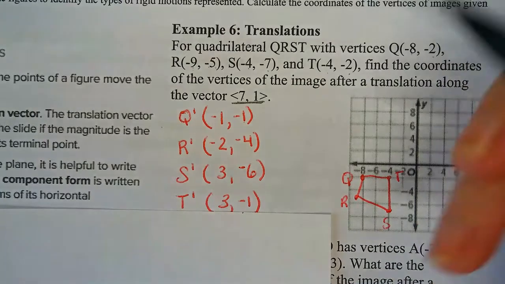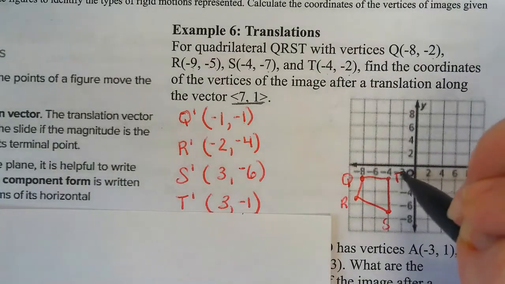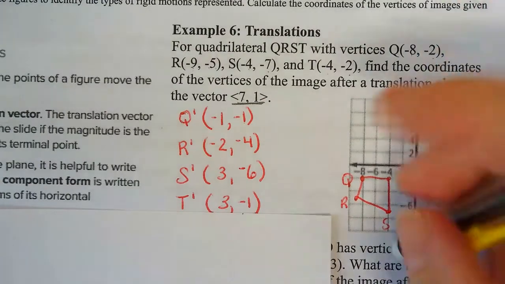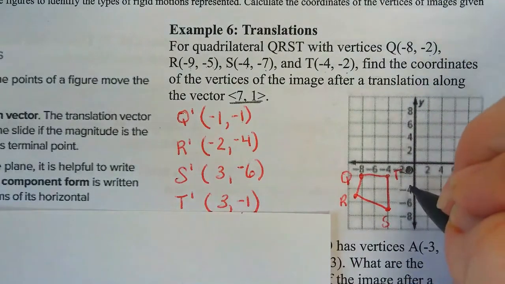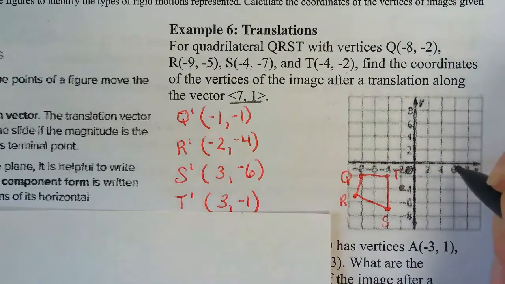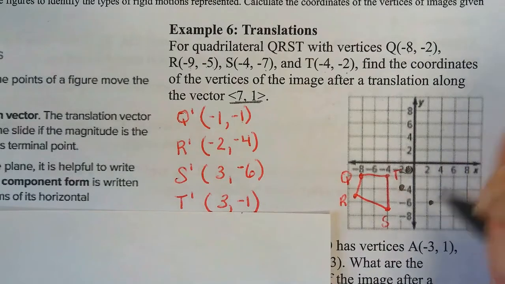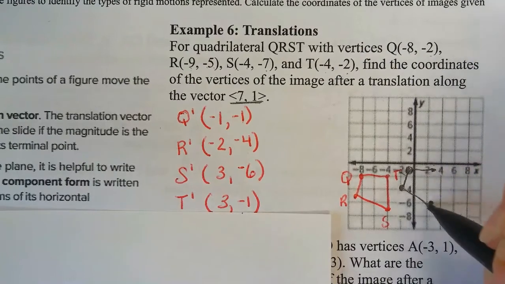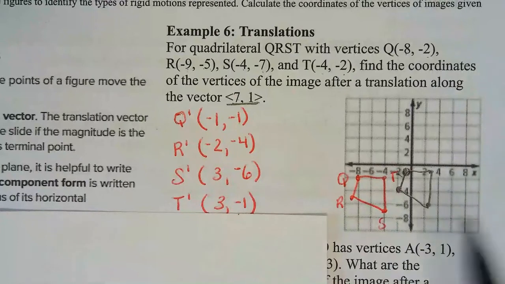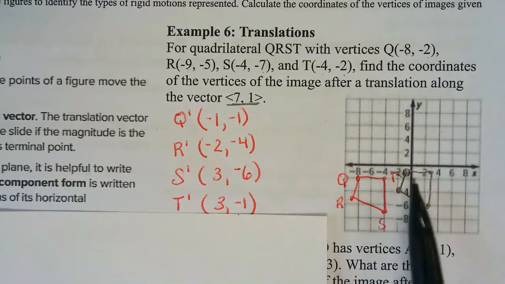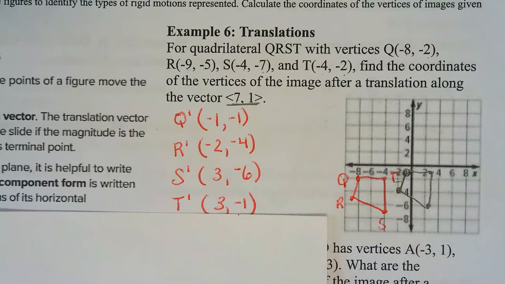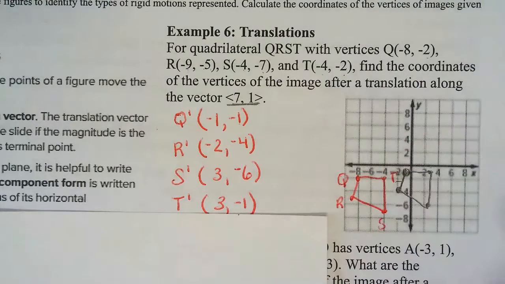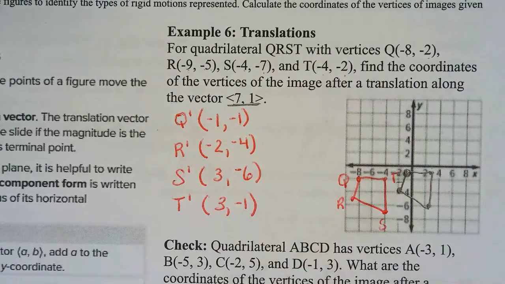So if I were to plot these points over here, so -1, -1, that's not right. Right here, -1, -1, -2, -4, 3, -6, and then 3, -1. This would be your same quadrilateral, but shifted. So notice that nothing changed. So I should still have this on the left side. This should be on the right, and then top and bottom should still have the same picture. So a translation just shifts it or slides it one way. Pause the video and try the check question.